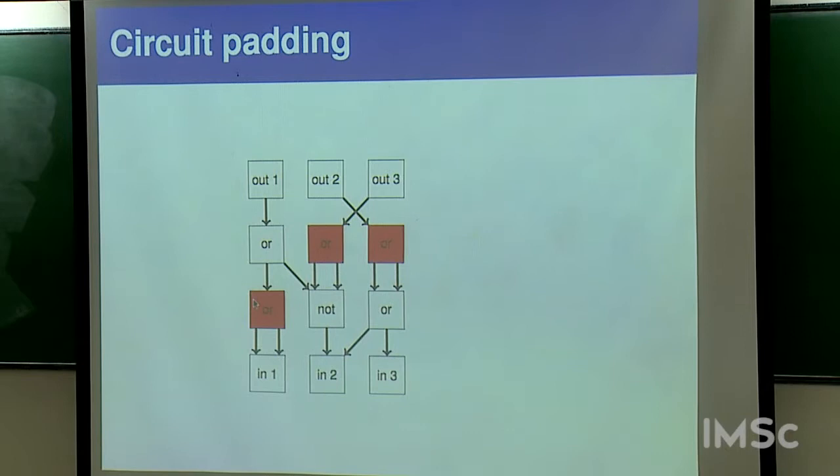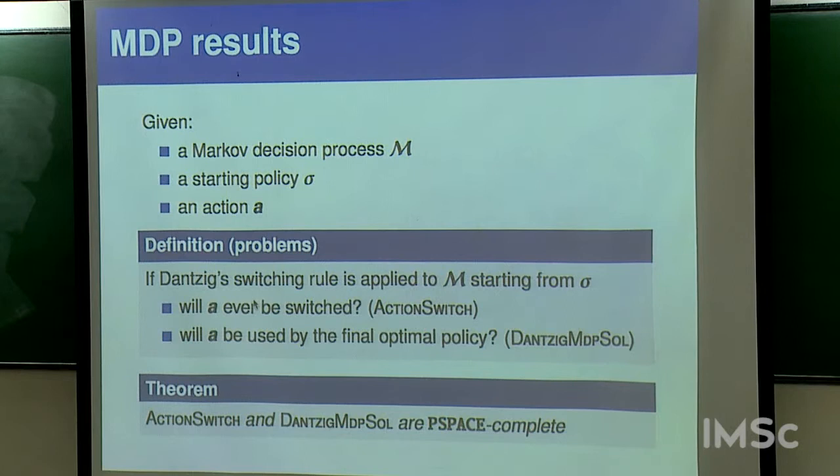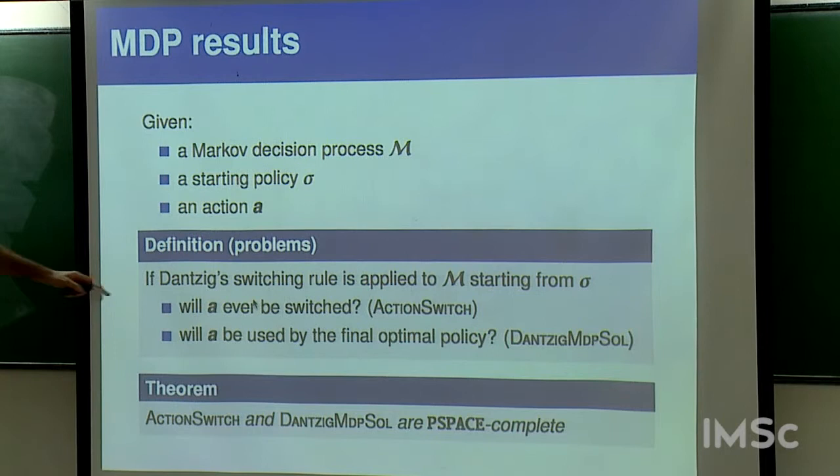Okay, and so these are our results again. We're asking, is an action ever switched along the way? Is it used in the final output? We start with the base construction for this first question, is it ever switched? And I'll show you a bit on that. And then we add one extra gadget for this second question. So for this first question, do we ever switch an action along the way?